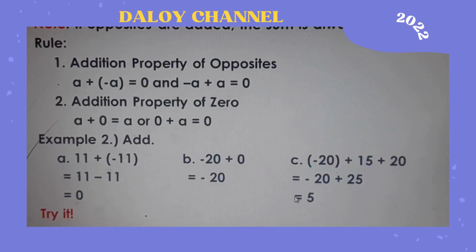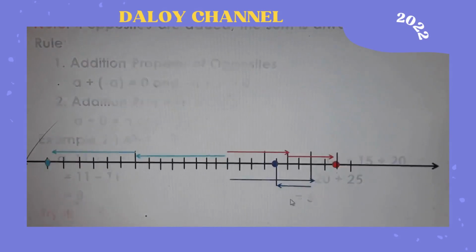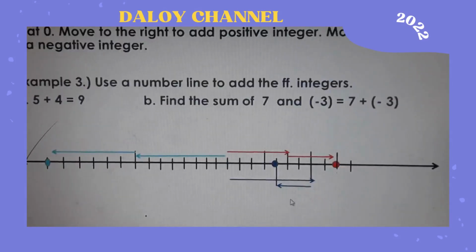Okay, another information. You can use a number line to show addition of two numbers. Start at 0. Move to the right to add positive integers. Move to the left to add negative integers.